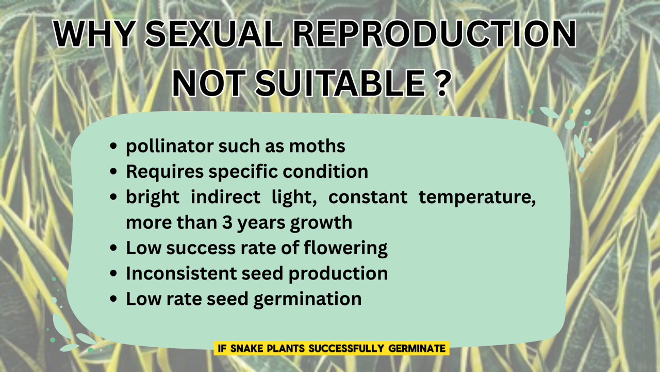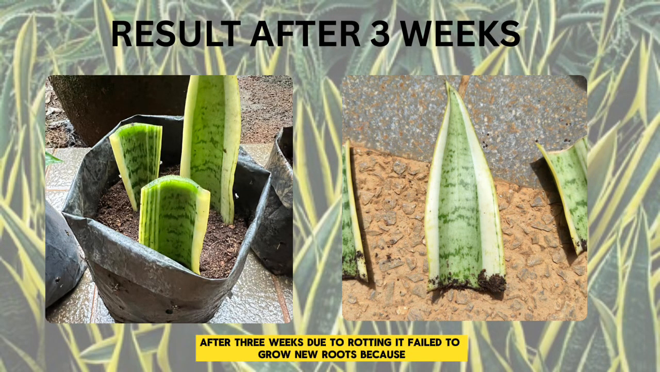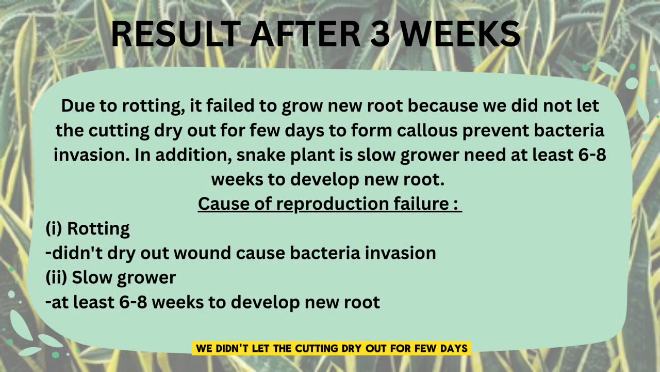If snake plants successfully flower, the production of seed is inconsistent and the germination rate is low, while asexual reproduction has a high survival rate. After 3 weeks, due to rotting, it failed to grow new roots because we didn't let the cutting dry out for a few days to form a callus to prevent bacterial invasion. In addition, snake plant is a slow grower and needs at least 6 to 8 weeks to develop new roots.